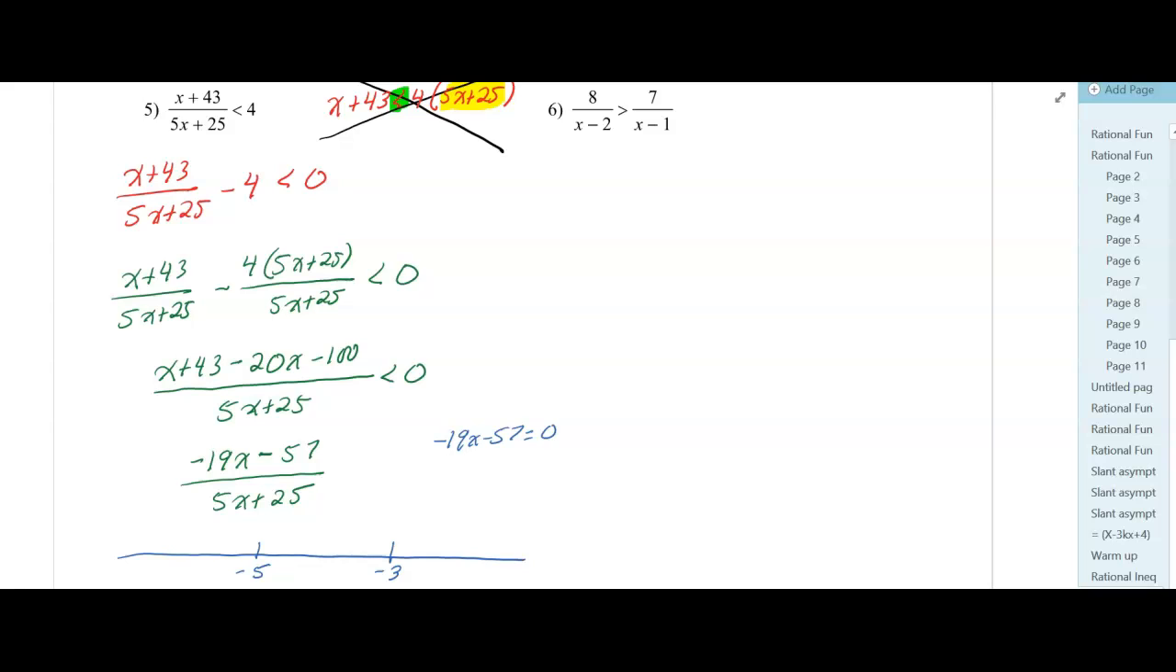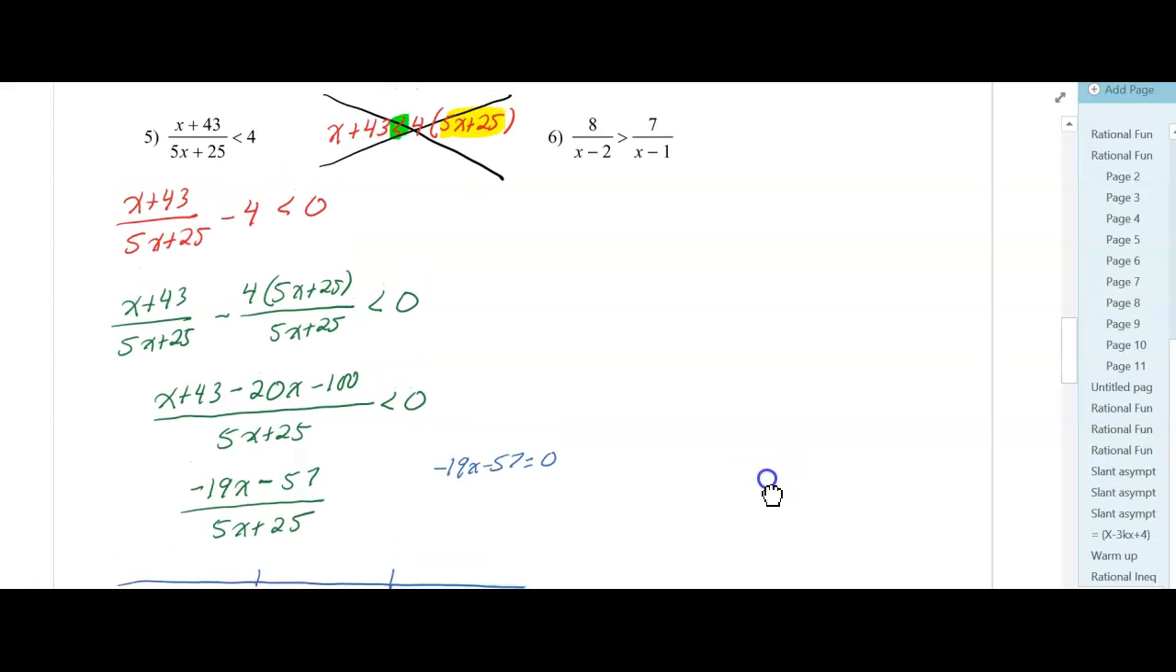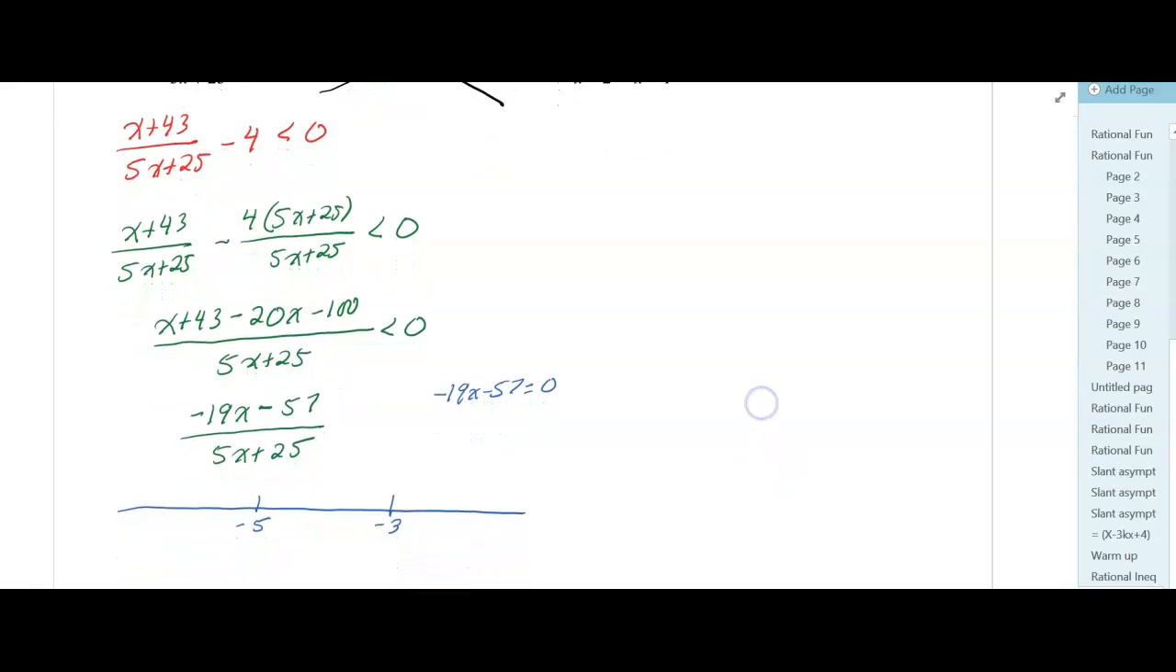Then if you test each section, if you pick a number to the right of negative 3, let's pick 0, the numerator will be negative over a positive, which will be negative. Pick a number like negative 4, this will be positive over a positive. And to the left of negative 5, say negative 20, we'll have a positive over a negative, which is negative. You again can use the multiplicities.